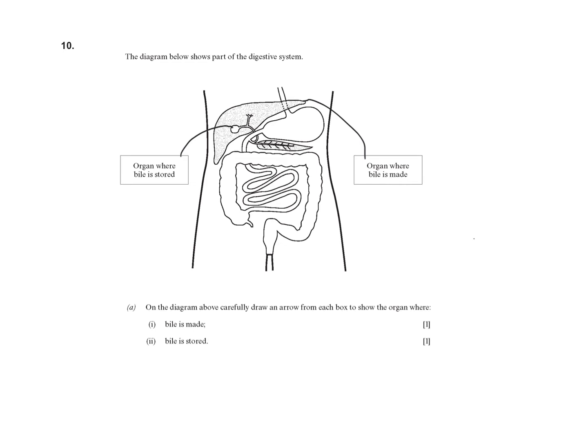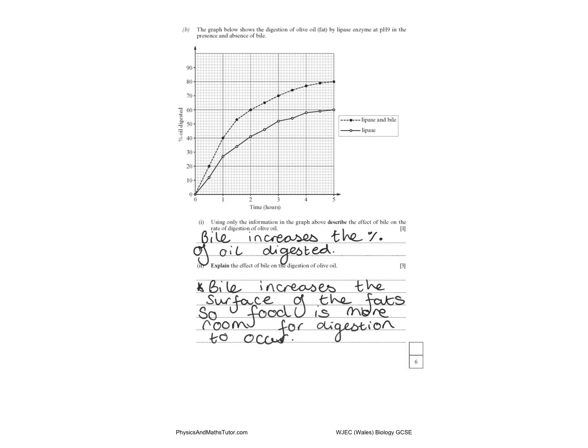Really nice easy question here then. Where is bile stored? In the gallbladder. Where is it made? In the liver. Really nice question, 2 marks there. Use the information in the graph. Describe the effect of bile on the rate of digestion.